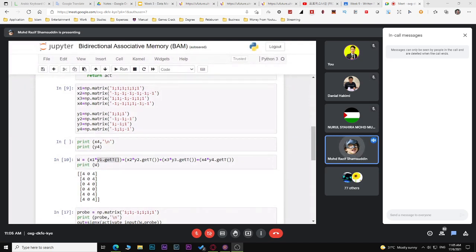So that's it lah for bidirectional associative memory. Sebab senang, sebab dia dah belajar Hopfield kan. So bidirectional associative memory is an advancement from the Hopfield network. Okay.